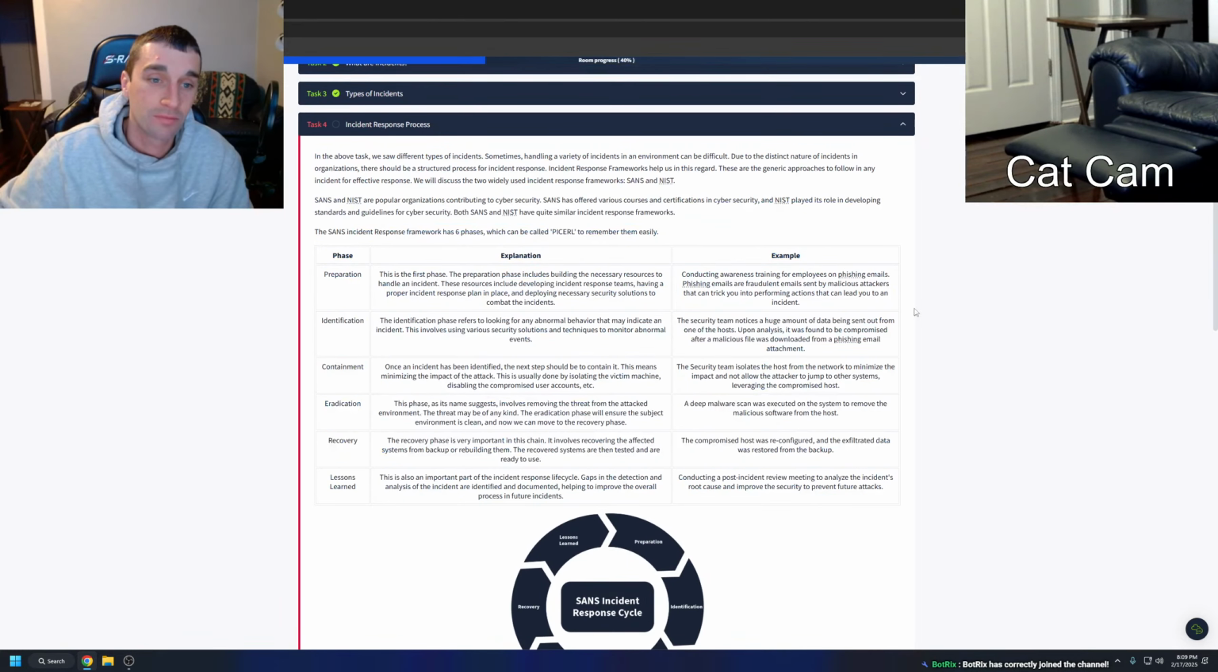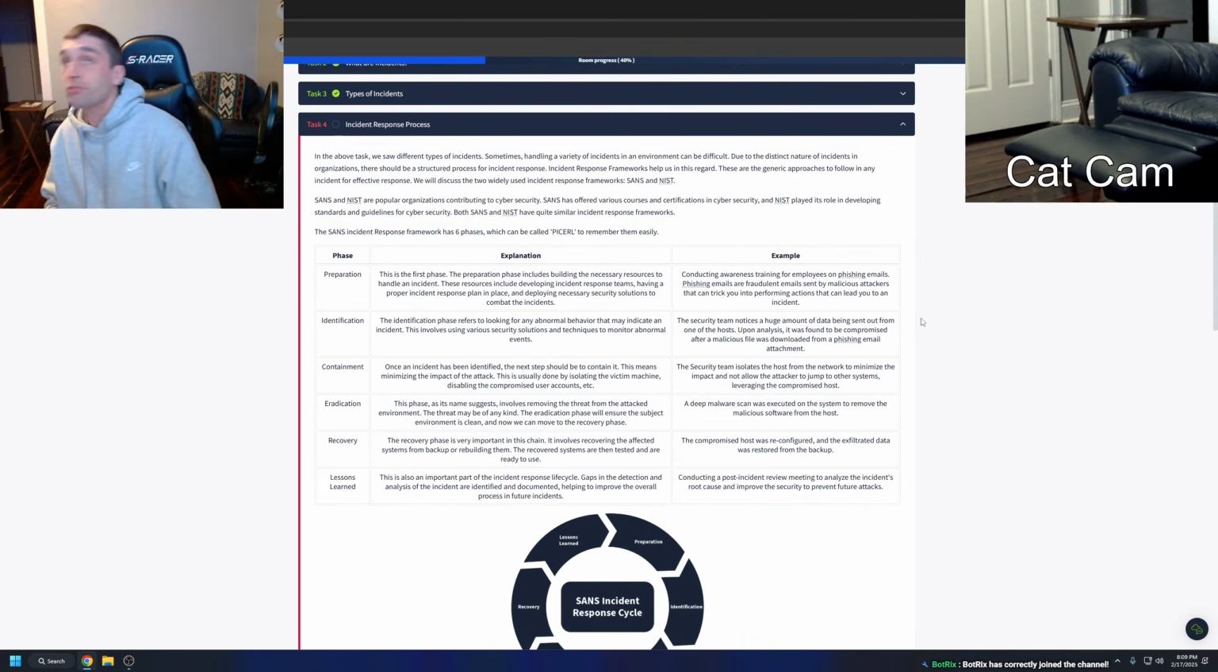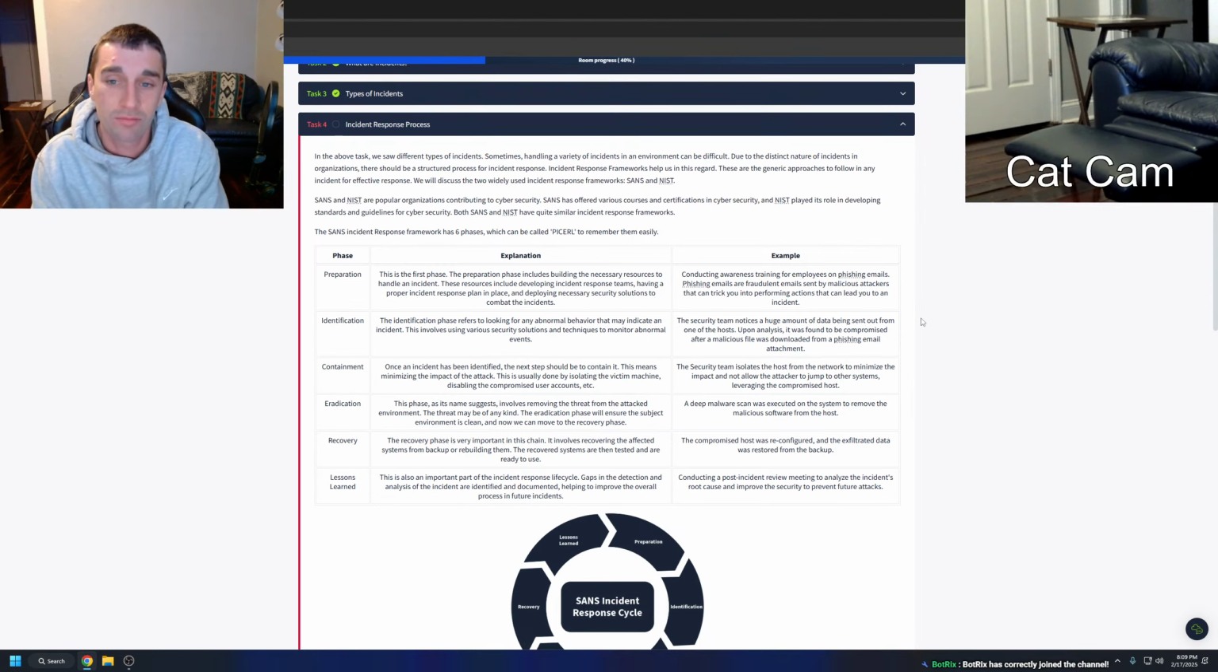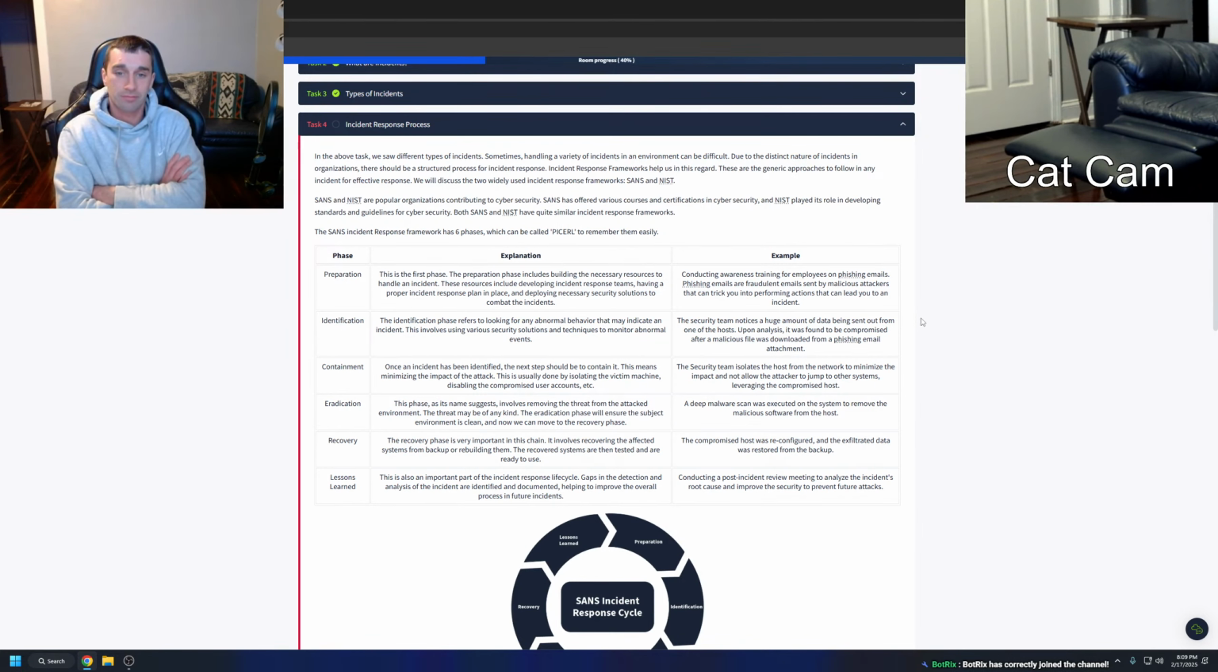In the above task, we saw different types of incidents. Sometimes, handling a variety of incidents in an environment can be difficult. Due to the distinct nature of incidents in organizations, there should be a structured process for incident response. Incident response frameworks help us in this regard. These are the generic approaches to follow in any incident for effective response.